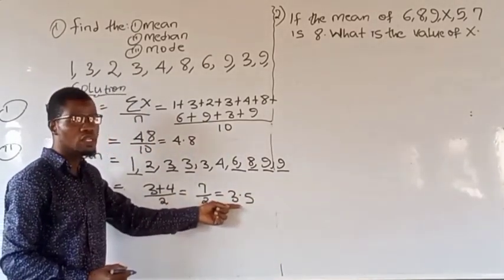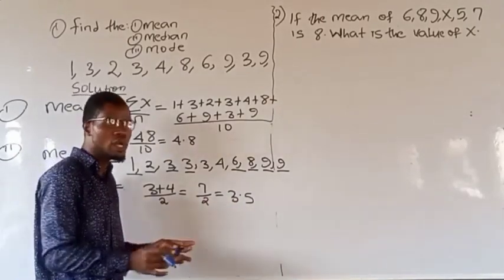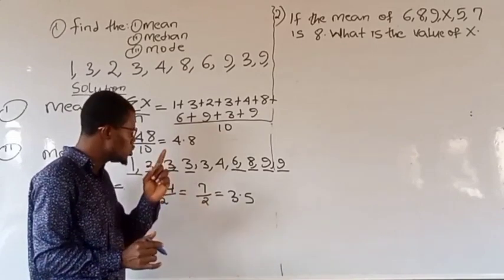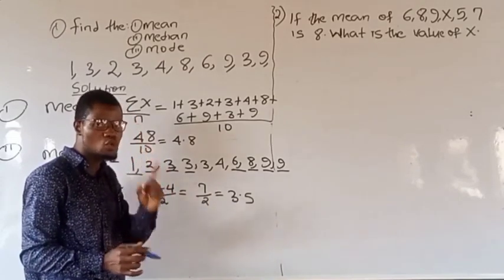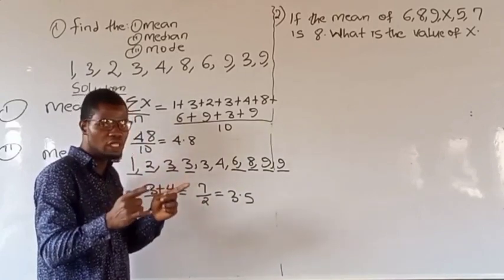But in a case whereby you have just a single number at the middle, by the time you match them together, you have only one number left in the middle. So what do you do? You pick that number that falls in the middle to be your median. Hope you got it now.